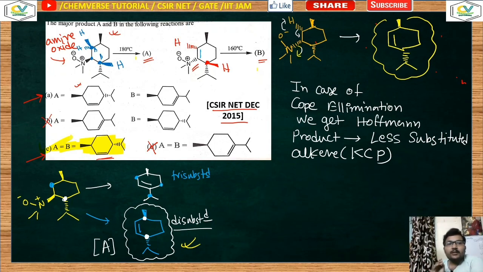So here also only one concept we used, that syn elimination will occur, where the syn geometry is present, there will be the elimination. But apart from that, what you need to understand is that in case of Cope elimination, you get the less substituted alkene. That means a Hofmann product. So that is why your option number C is the correct answer.